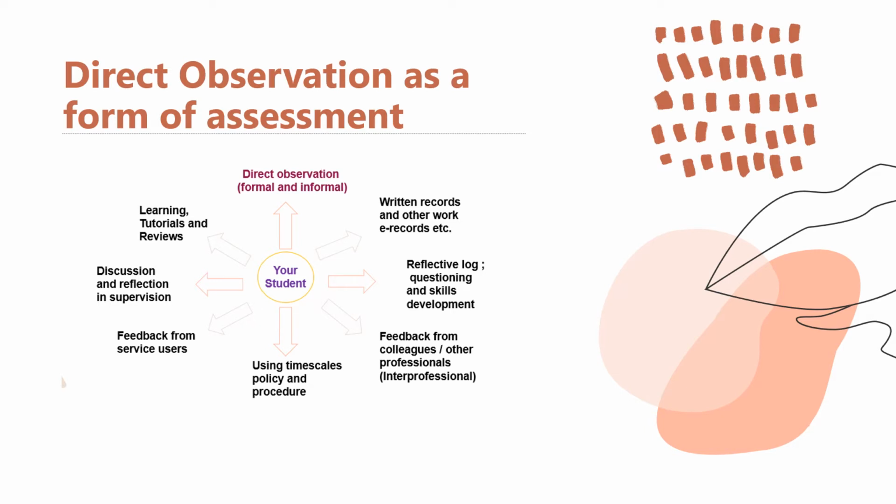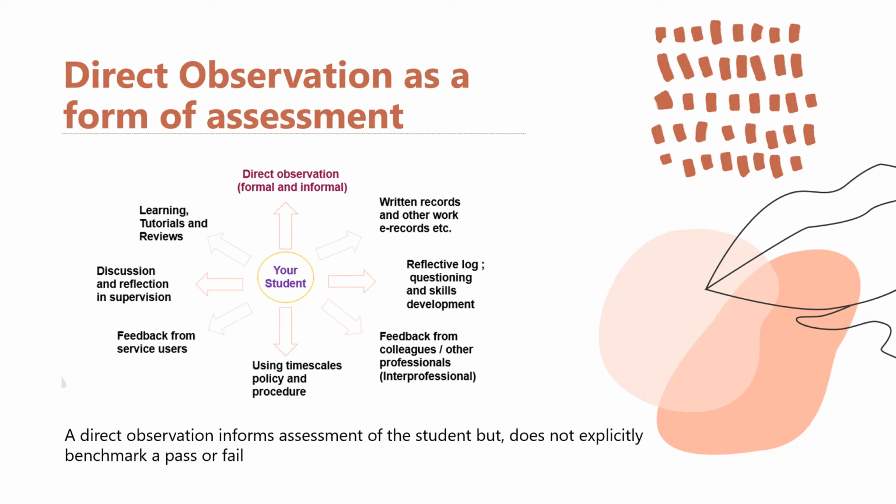However, as part of ensuring clarity, there's a need to enable the student to understand that the observation being undertaken will be formal. And it's important to remember that the direct observation informs the assessment of the student overall in terms of the practice placement, and it's not simply a benchmark of pass or fail. It's important that that is understood by the student and part of the discussion that you would have with the practice educator as you are preparing for the direct observation.